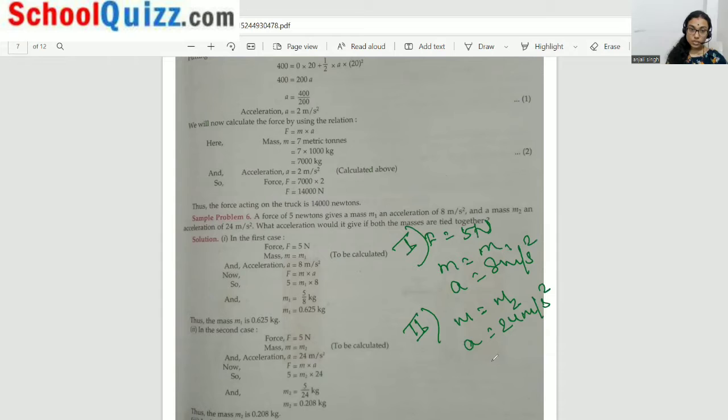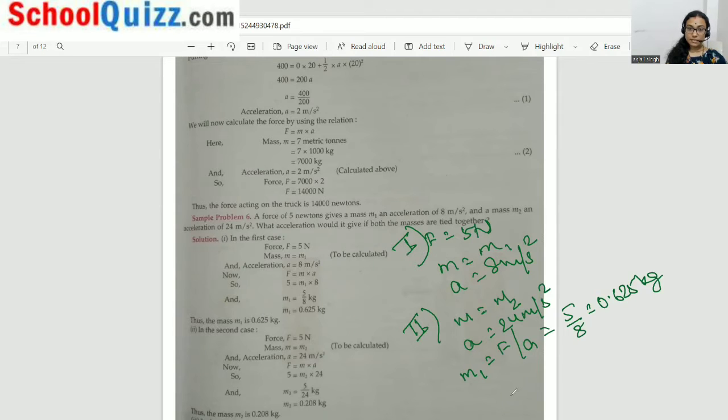So students, when both the masses are tied together, what you have to do? The first mass m1 is equal to F by a, because F is equal to ma. So F is given, 5 by 8. So it will be 0.625 kg. That is m1.